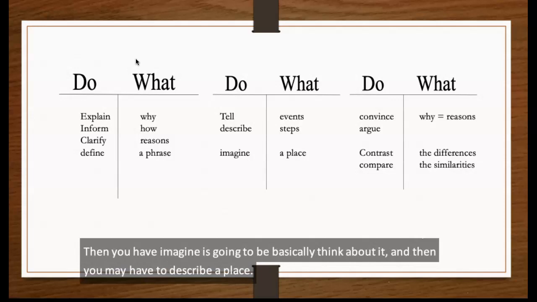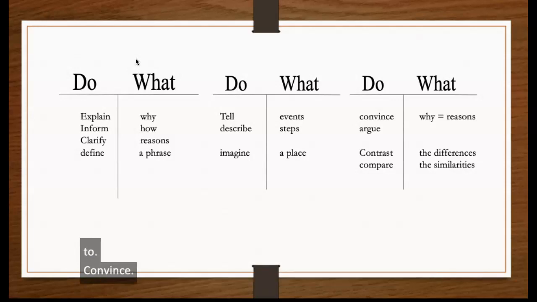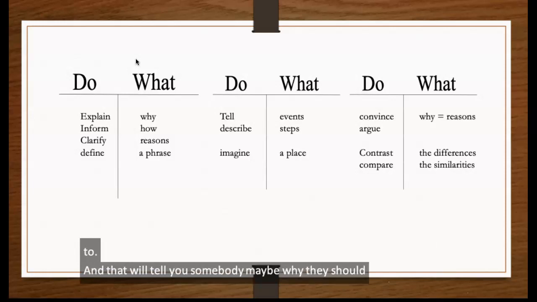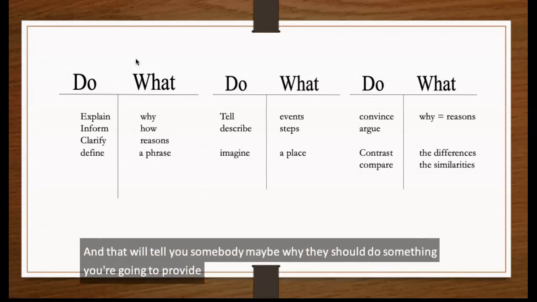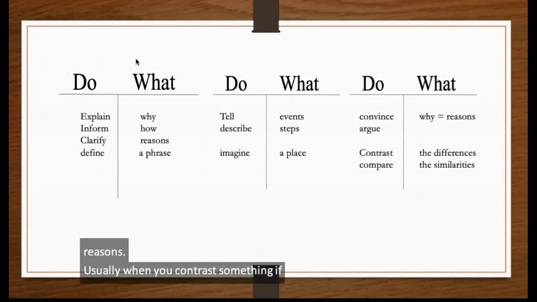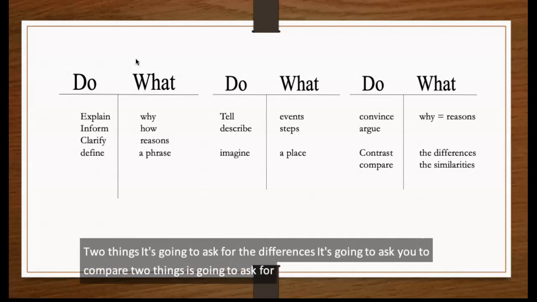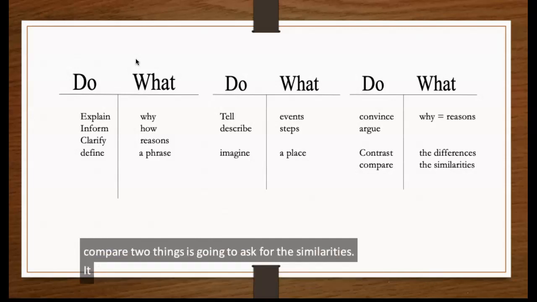Convince and argue are very similar but slightly different. You're going to convince, and that will tell somebody maybe why they should do something. You're going to provide reasons. When you see the word why, that means reasons, usually. When you contrast something, if it asks you to contrast two things, it's going to ask for the differences. If it's going to ask you to compare two things, it's going to ask for the similarities. It may say to compare and contrast.